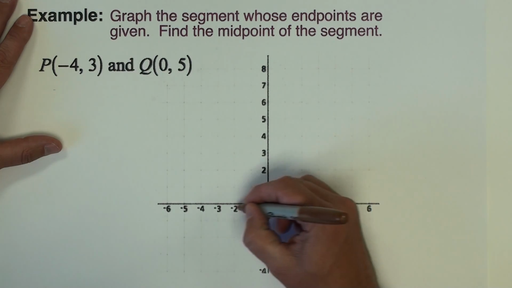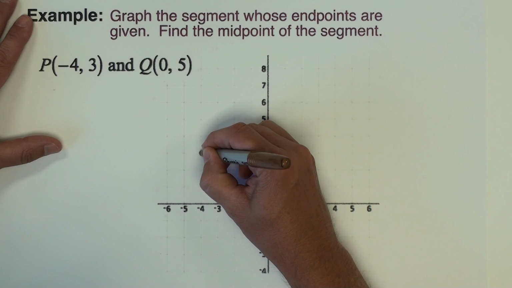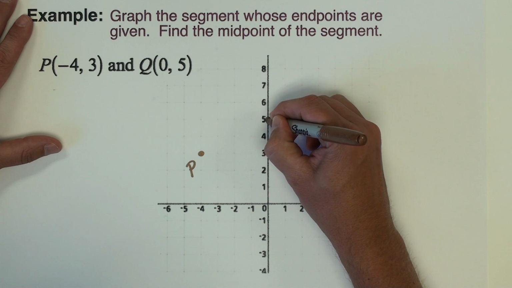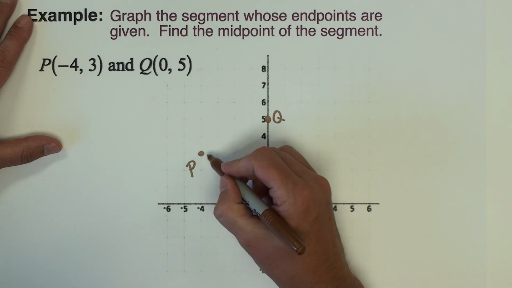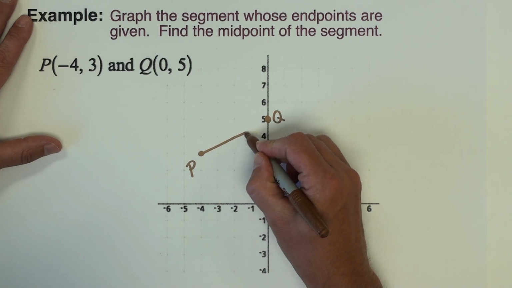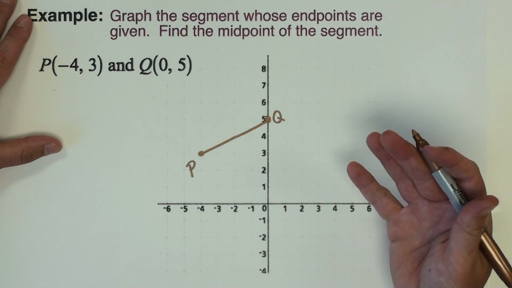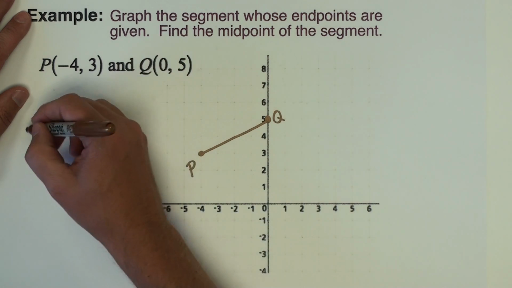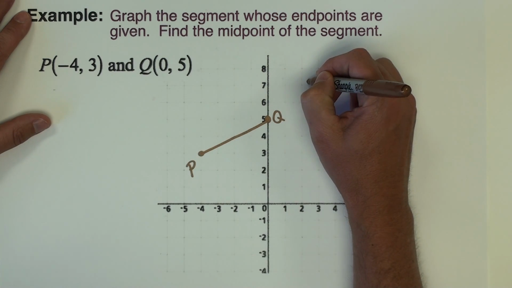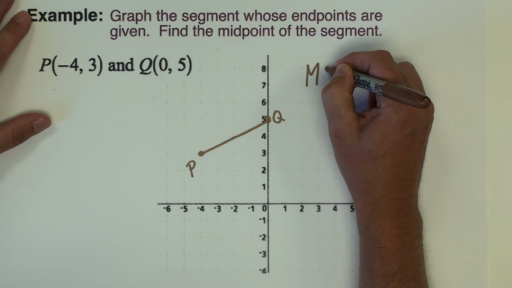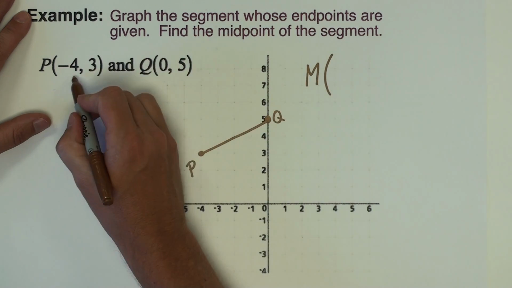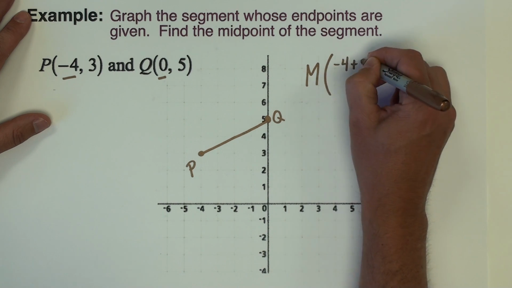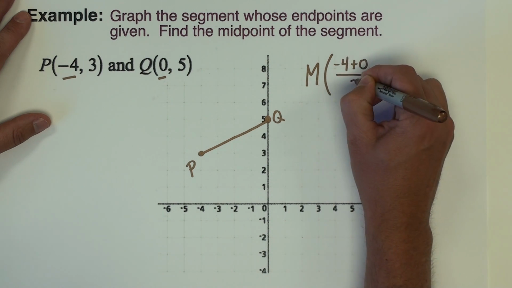Point P is at -4, 3. Q is at 0, 5. So I've got this segment right here, and I want to find the middle. And midpoint formula, again, says that, let's do it over here. To find the midpoint, I'm going to add the x's. So the x's are these numbers. And since there were 2 of those, I'm going to divide by 2.